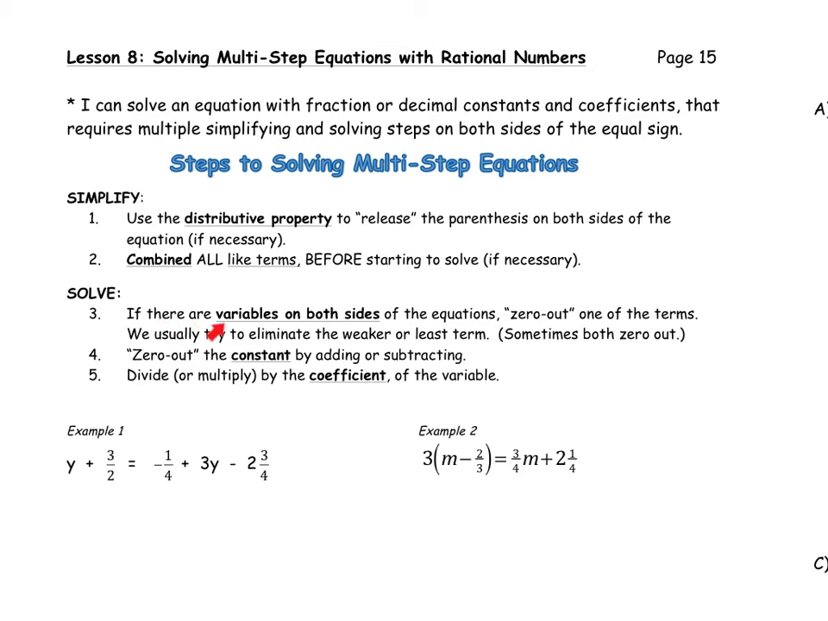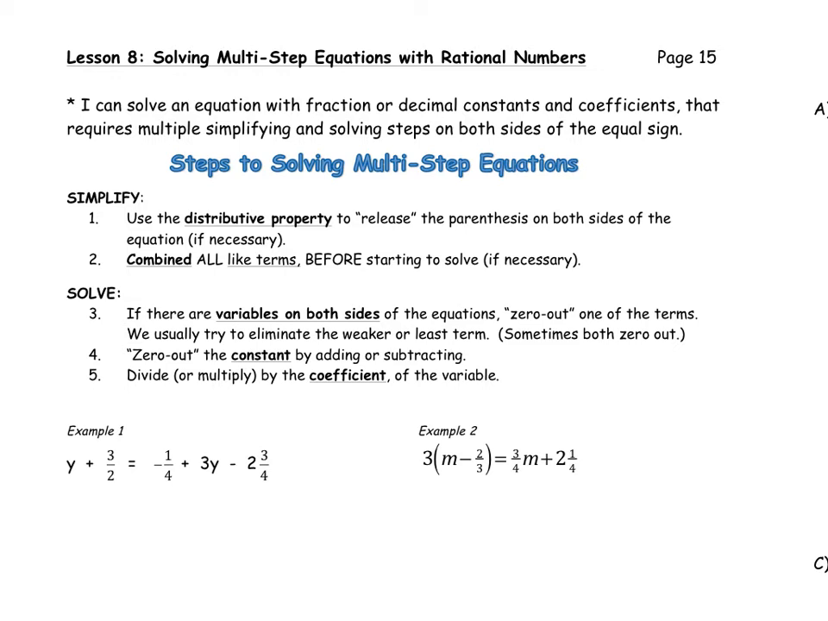Then we get to our solving steps. Step 3: if there are variables on both sides of the equation, we zero out or eliminate one of the terms. We usually try to eliminate the weaker or least term so that we can avoid negatives. Fourth, we zero out or eliminate the constant by either adding or subtracting. And finally, we divide or multiply by the coefficient of the variable, which also eliminates the coefficient.